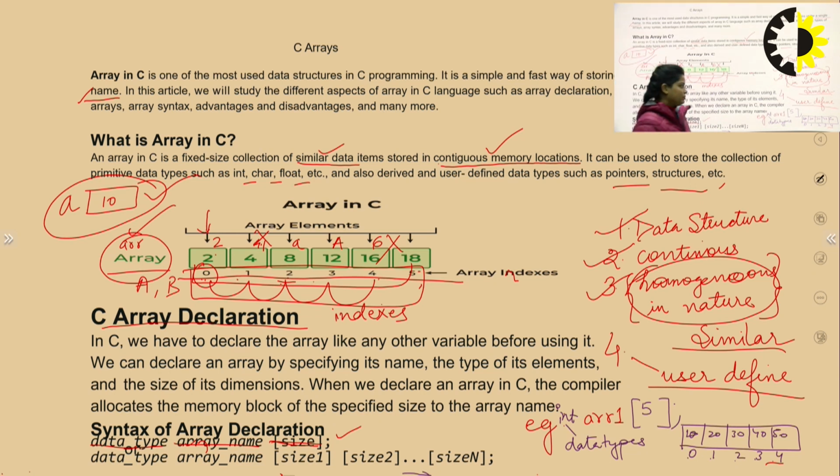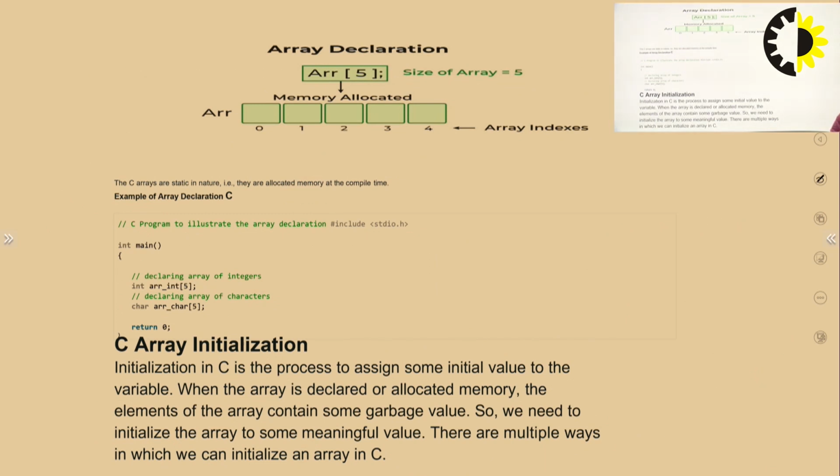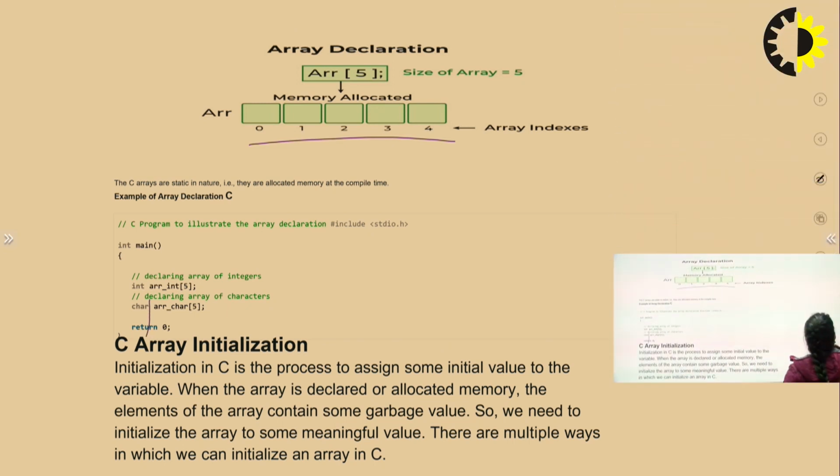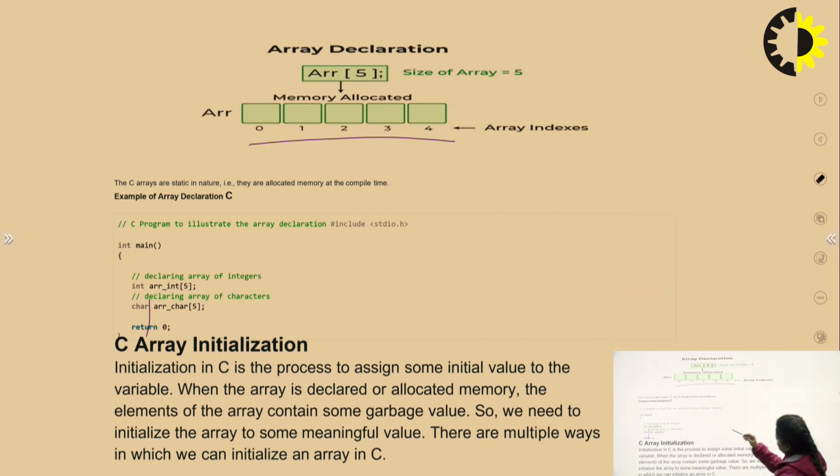Now let's move further. Till now, is there any confusion? Okay. Now see, array declaration: the array size is 5, as I told you earlier. The array will be allocated 0, 1, 2, 3, 4, and these will be the indexes, and this is the memory allocation. Now let's understand this with the help of code, how the code will execute.